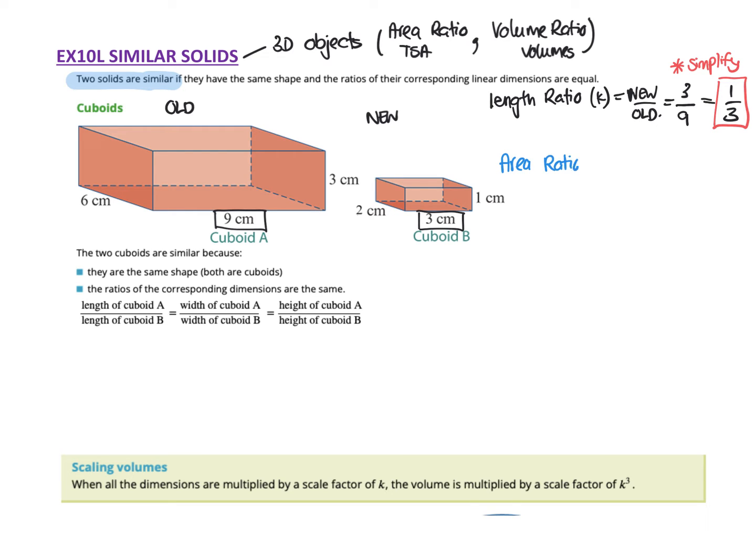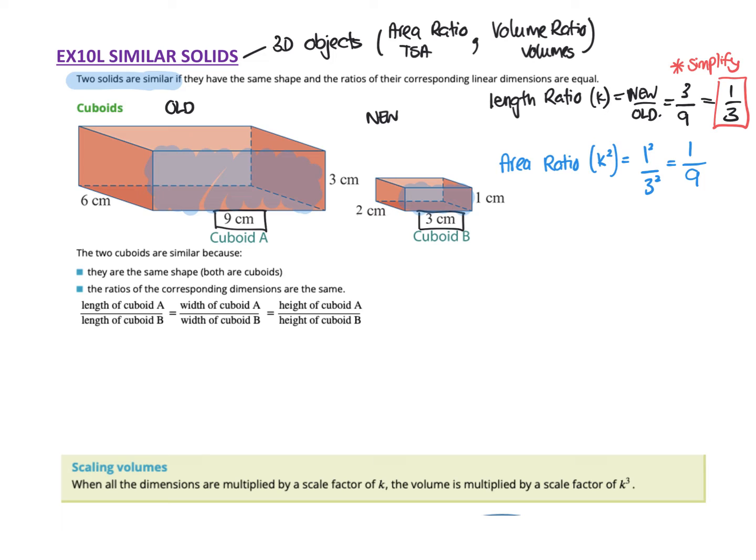Then we learnt the other day that we also talked about the area ratio, and that's when you square the K value. In this instance, it would be 1 squared over 3 squared. Remember, you've got to use that simplified one. So that would be 1 over 9. Let's have a look at that. Say I was finding the area of the front face of this box compared to the front of that box. When I compare those areas, I should get the same ratio, 1 over 9.